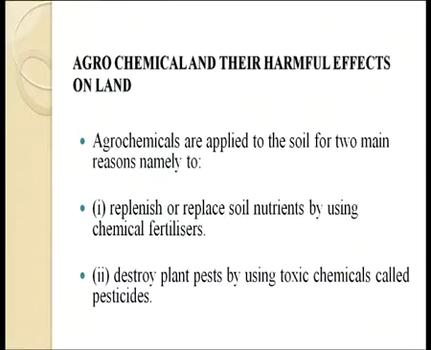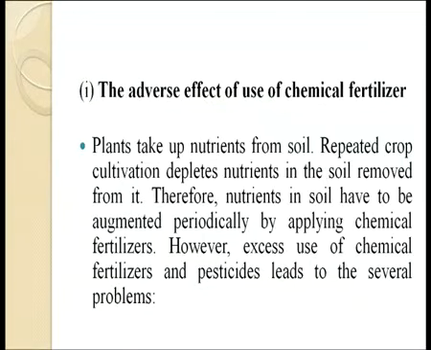Agrochemicals are applied to the soil for two main reasons, namely to replenish or replace soil nutrients by using chemical fertilizers, and to destroy plant pests by using toxic chemicals called pesticides. The adverse effect of use of chemical fertilizers. Plants take up nutrients from the soil. Repeated crop cultivation depletes nutrients in the soil. Therefore, nutrients in soil have to be augmented periodically by applying chemical fertilizer.